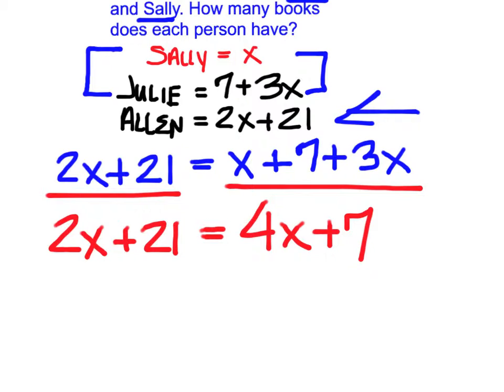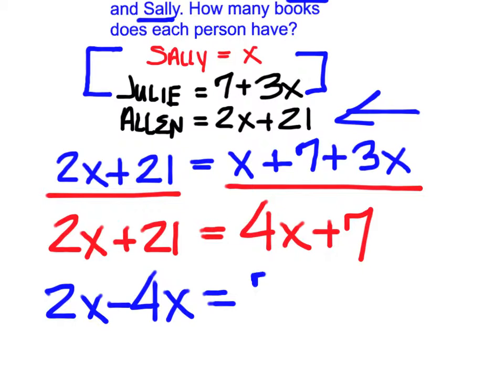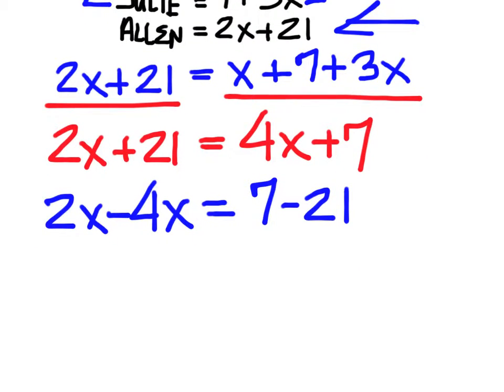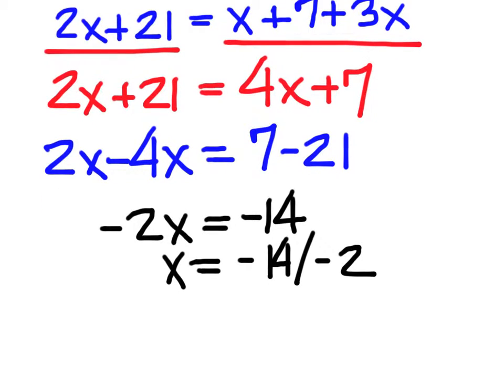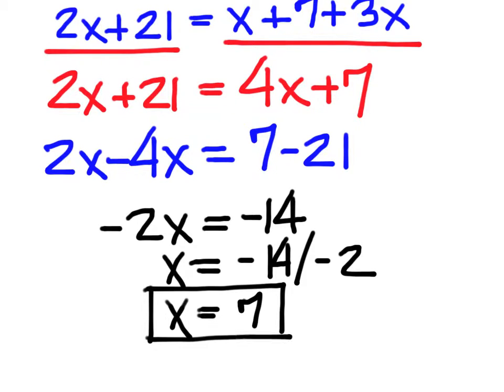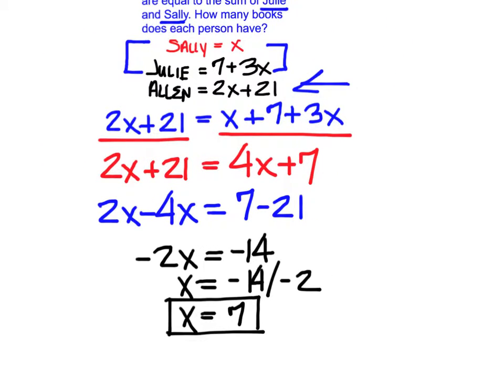I have 2x on the left that stays, but the 4x goes over and changes signs. A 7 on the right and 21 goes over, changes signs. 2x minus 4x is negative 2x, and 7 minus 21 is negative 14. Divide negative 14 by negative 2 and come up with 7. Now 7 represents Sally.